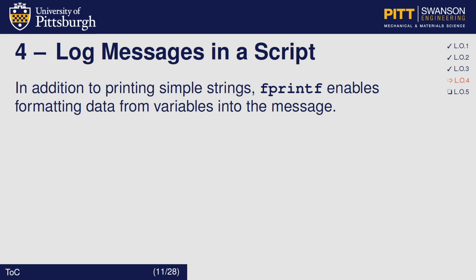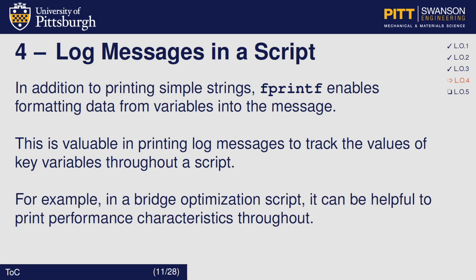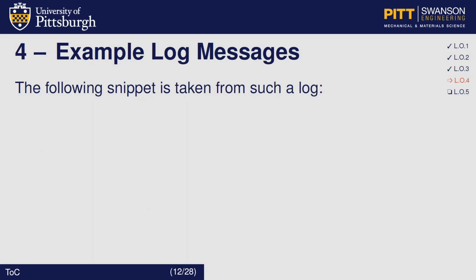Now, fprintf also enables formatting inserted data from variables into a core message. This is very valuable for creating log messages that print throughout a script and track the values of key variables. For example, it would be helpful to track things like the load capability and the design configuration in a script that optimizes a bridge. The following snippet shows the ending of such a log.